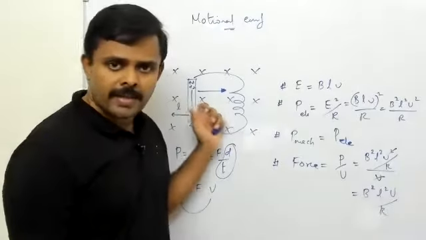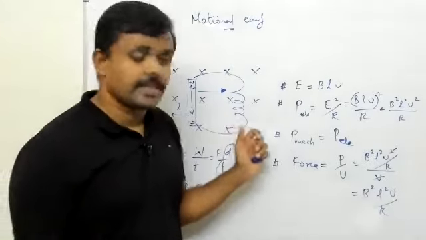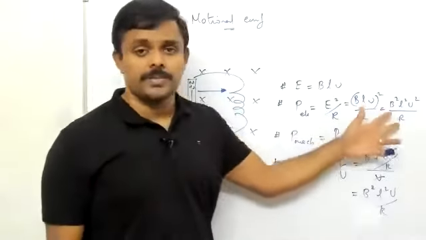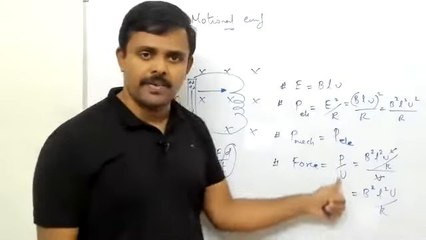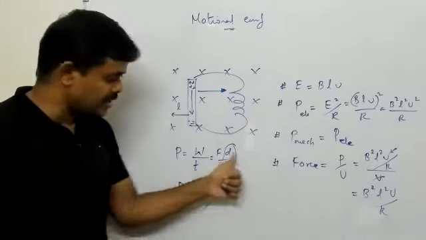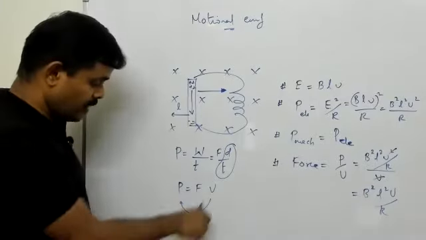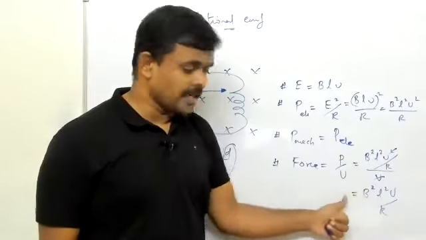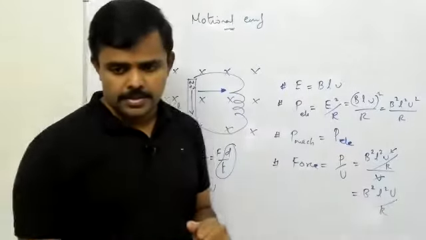The mechanical power required to pull the conductor is the same as the electrical power generated on the conductor. So whatever power they ask in this topic, you'll have to use this equation, B square L square V square by R. And if you're asked to find the force, force is power by velocity. How do we get this equation? Power is work by time, force into displacement by time. Displacement by time is velocity. Power is force into velocity. So force will be power by velocity: B square L square V square by R over B, V. V and V are getting cancelled. You get B square L square V by R.